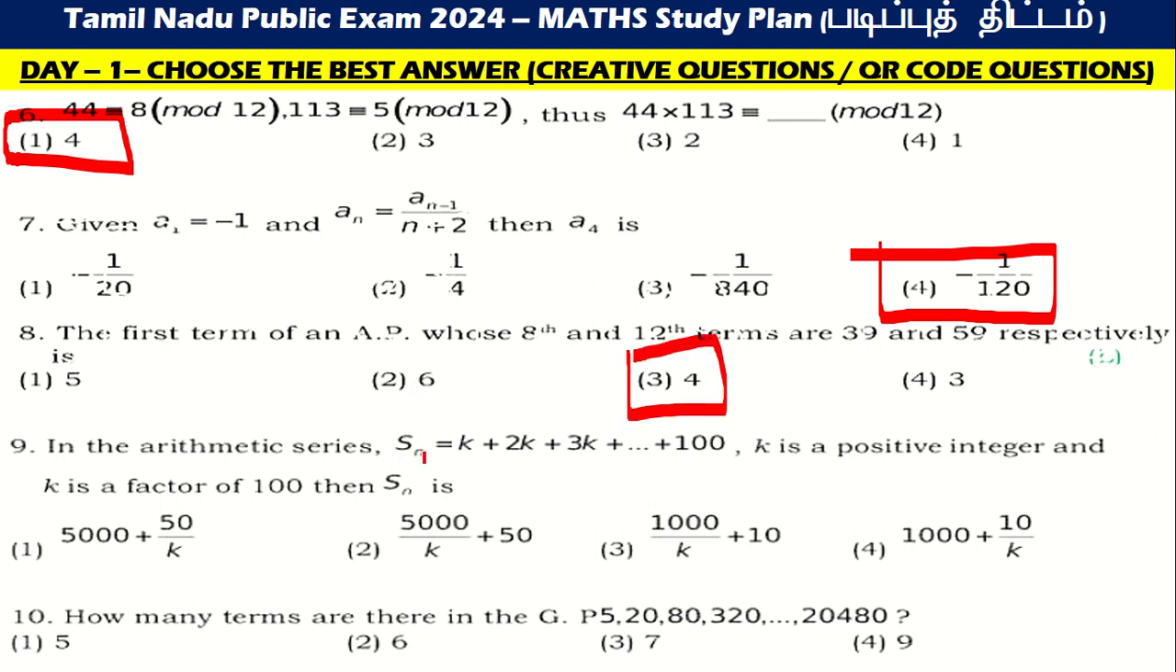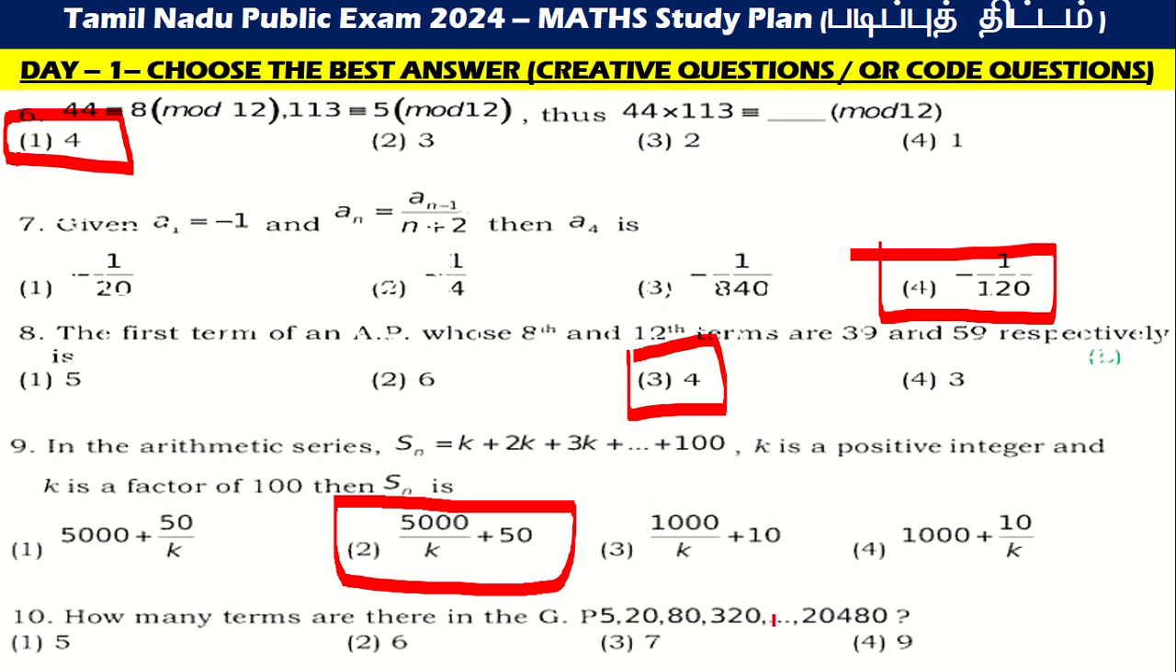In the arithmetic series, Sn is equal to k plus 2k plus 3k plus up to 100. Then k is a positive integer and k is a factor of 100. Then Sn is equal to, then 10th. How many terms are there in the GP?